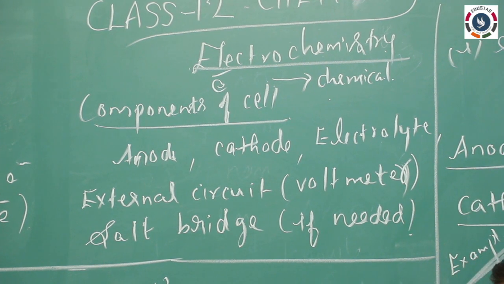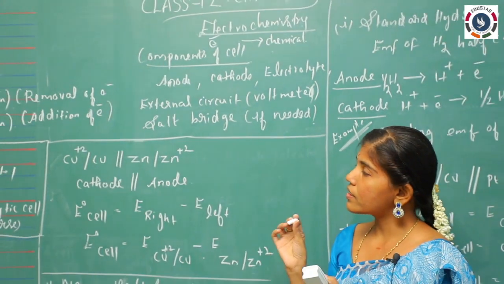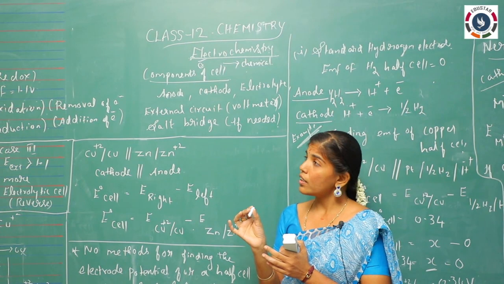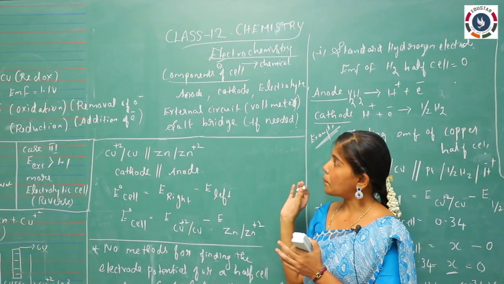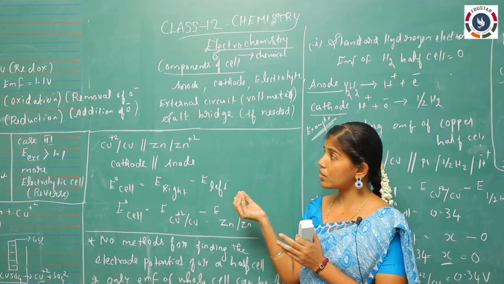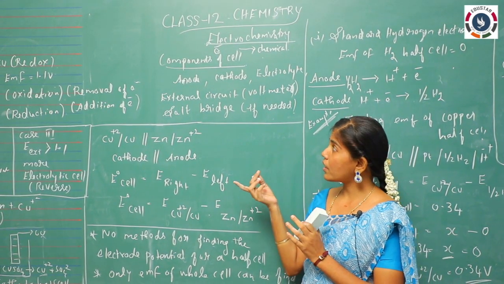First, I am differentiating what is a battery and what is a cell. A cell is composed of only an anode and a cathode, but a battery is a combination of cells. A battery is the combination of two or more cells combined in series. So that is the main difference between the battery and the cell.